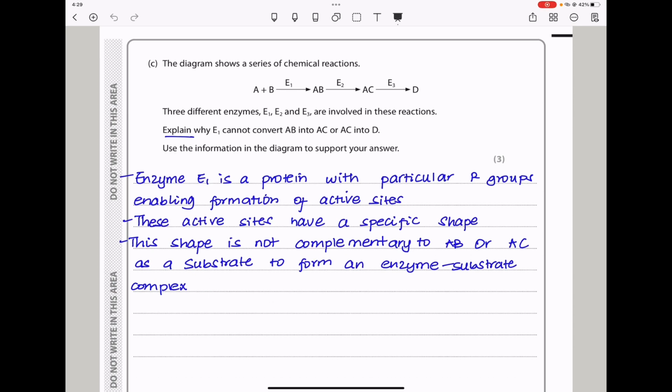Of course, this is because enzymes are specific in nature because they have specific active sites that can be complementary to a specific substrate. So the enzyme substrate complex cannot be formed between E1 and AB or E1 and AC because they're not complementary. So I said, enzyme 1 is a protein with particular R groups enabling formation of active sites. These active sites have a specific shape, and this shape is not complementary to AB or AC as substrates to form an enzyme substrate complex. So moving on.